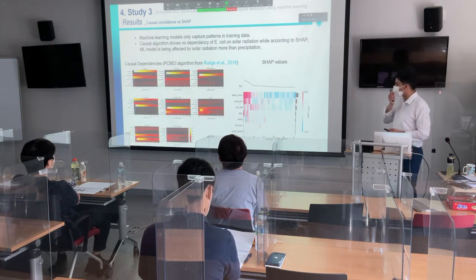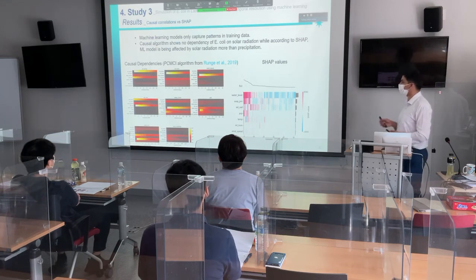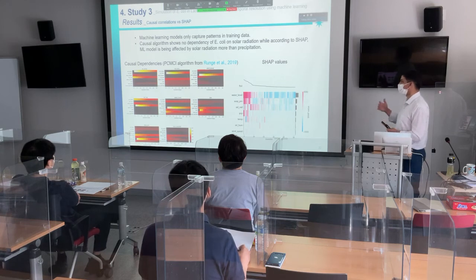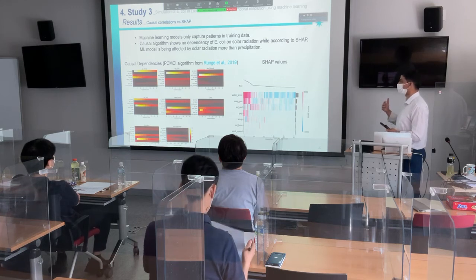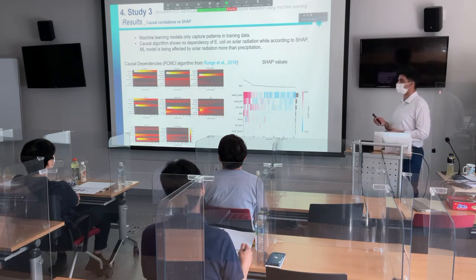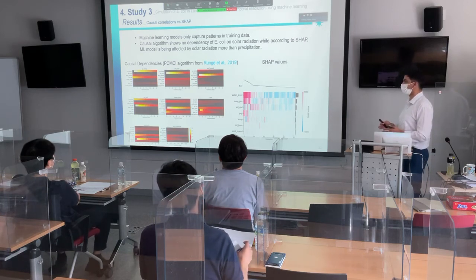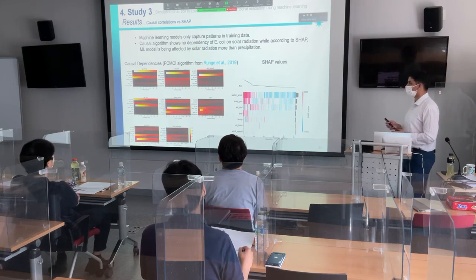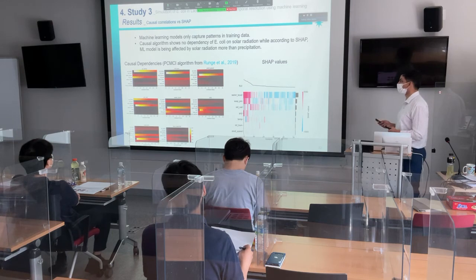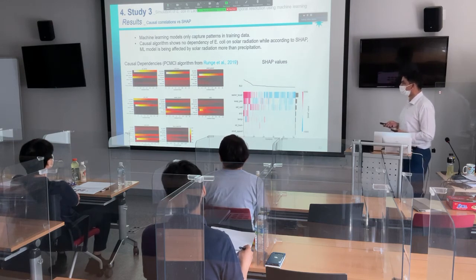So Professor Im mentioned that there is a difference between interpreting the model agnostic results and interpreting them in terms of causality. The machine learning models, at their best, only capture the patterns in the training data. However, they cannot capture the causal relationship between input and output. So I applied the PCMCI algorithm, which is an algorithm to find the causal relationships between the features in the time series data.